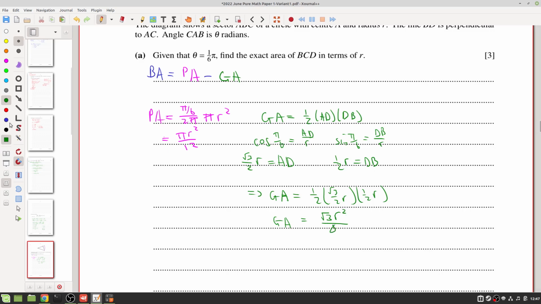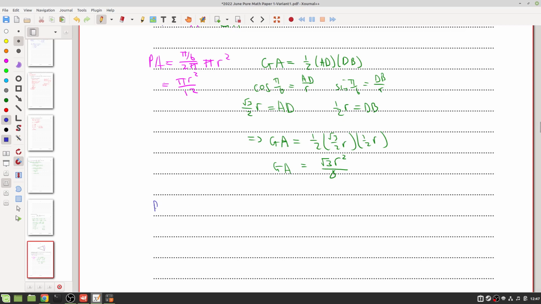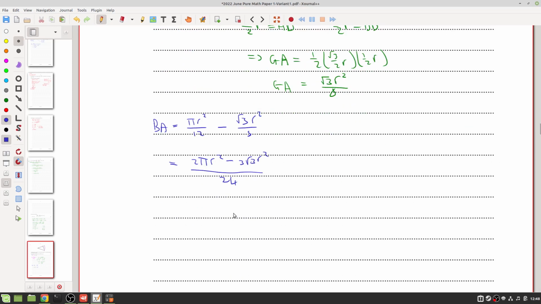So that's our green area, and our blue area is just the difference between these two. So our blue area equals the pink area, pi r squared over 12, minus our green area, root 3 r squared over 8. Let's simplify that. We can get this all over 24, so it's 2 pi r squared minus 3 root 3 r squared over 24. That's one way you could have it. You could also factor out the r squared at the top, so r squared times 2 pi minus 3 root 3, over 24. Any of these should be fine.